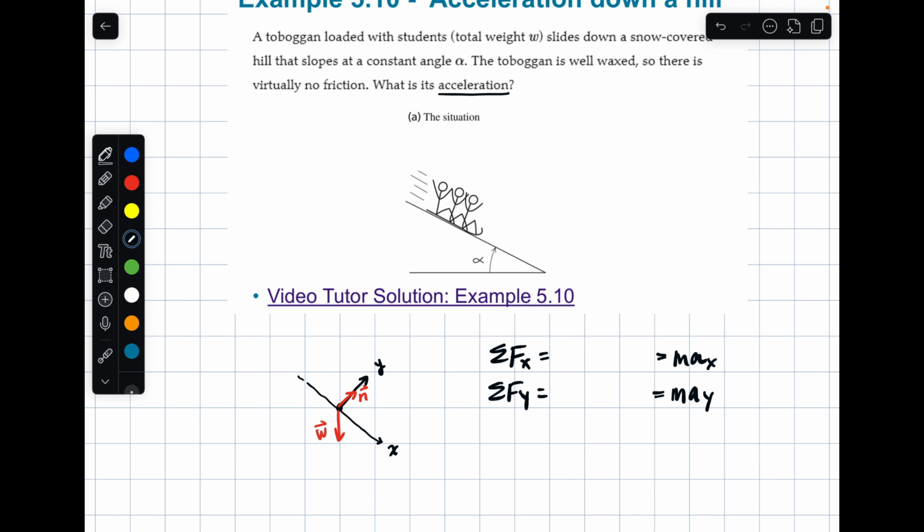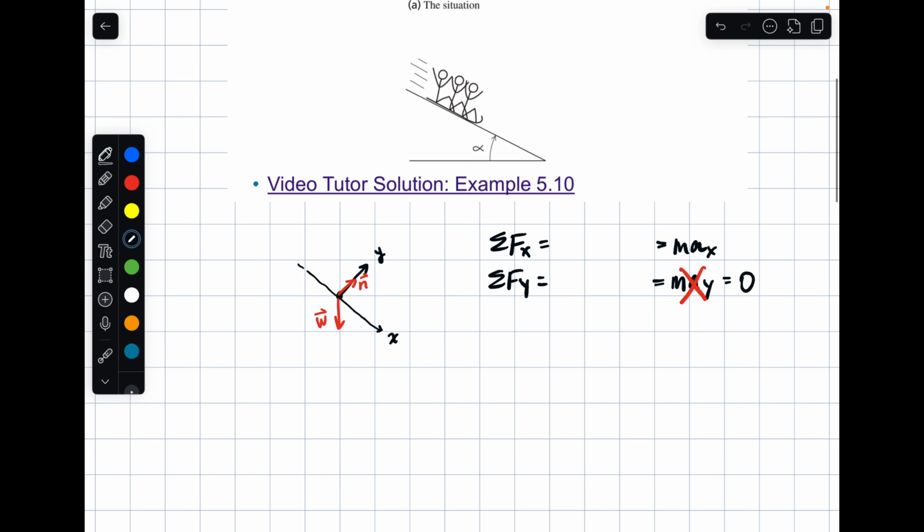If we take a look at the way we set up this problem, the riders are sliding down the ramp, and the ramp is the x-axis. So they will not be accelerating in the y direction. So that is actually going to be equal to 0. And so in order to find the acceleration, all of the acceleration is along the x direction. So what forces are pointed along the x direction? Well, we have a component of the weight in the x, and then there's also one in the y.